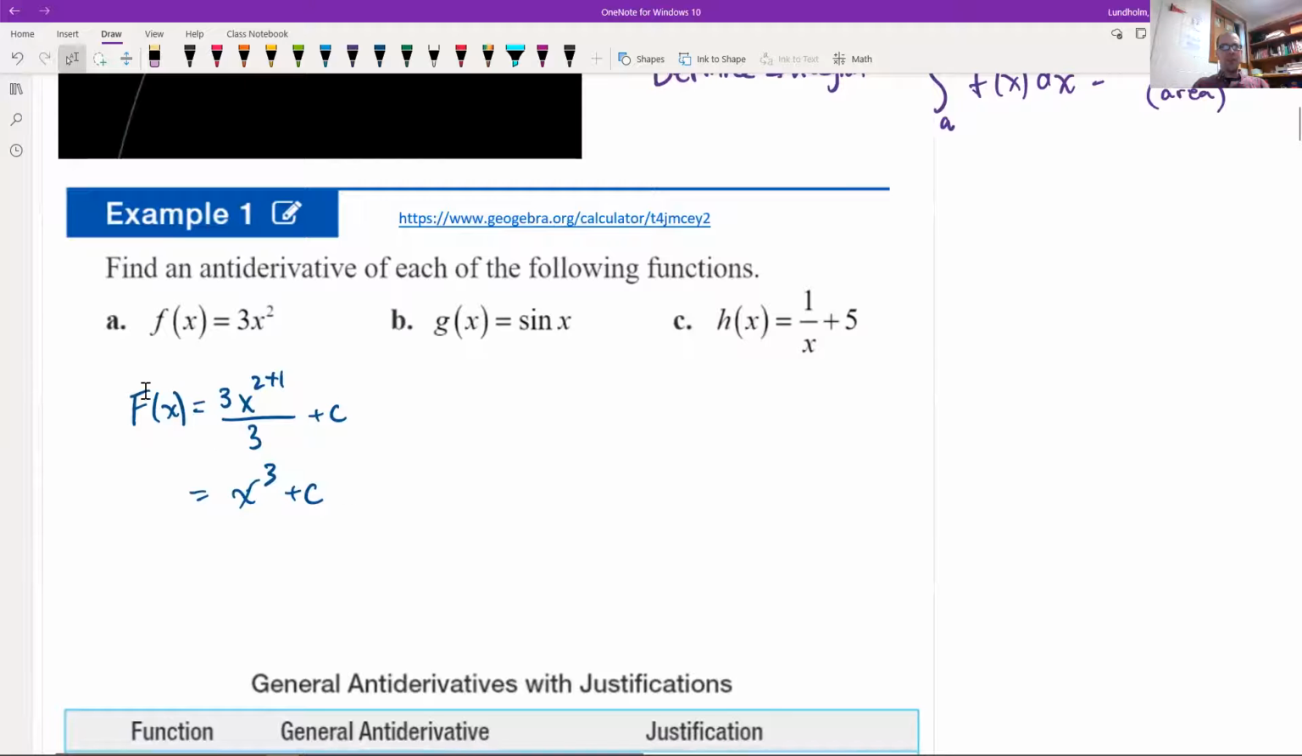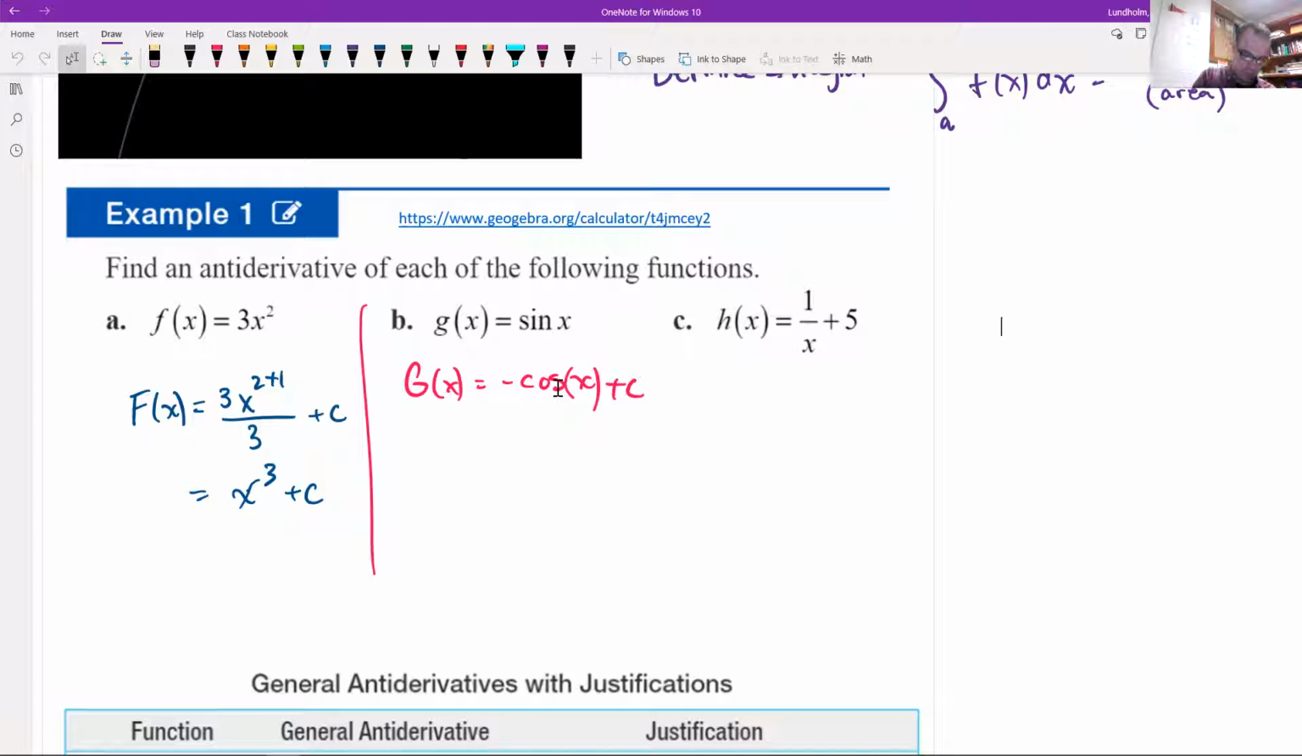So that's antiderivative number 1. Part B. Here we've got sine. So we've got to think which function would give us a derivative of sine. And the answer to that would be negative cosine. Because g prime of x would be sine. And adding a plus c there would be good too.